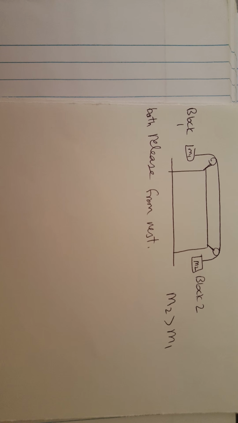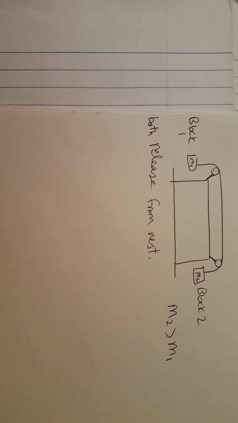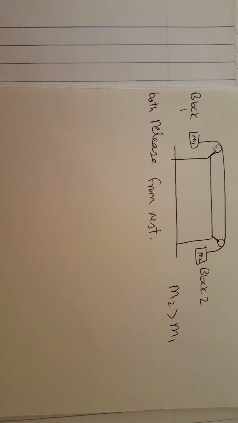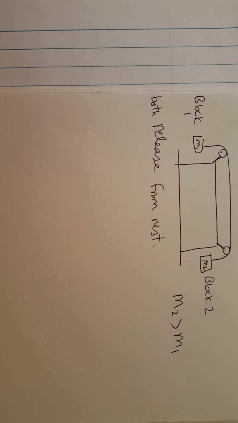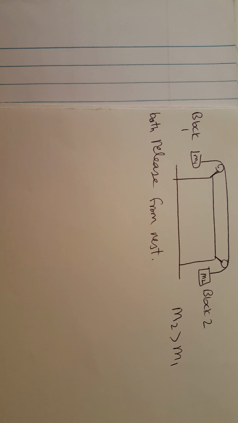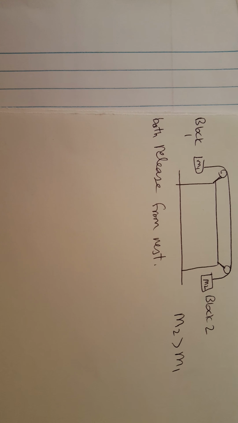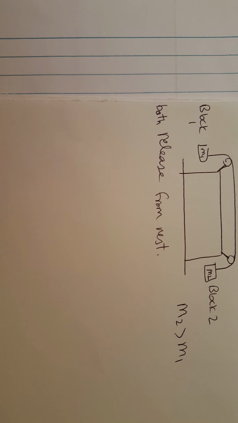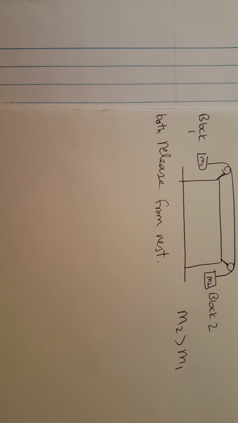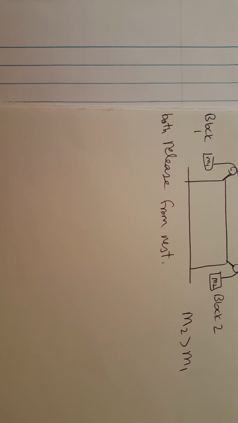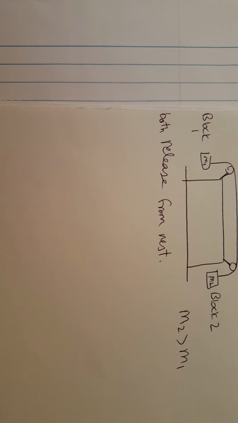All right, so the first question says two blocks are connected by a string of negligible mass that passes over massless pulleys that turn with negligible friction, as shown in the figure above. And then it says the mass M2 is greater than M1, and blocks are released from rest.